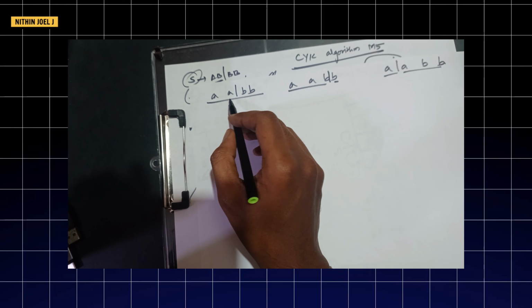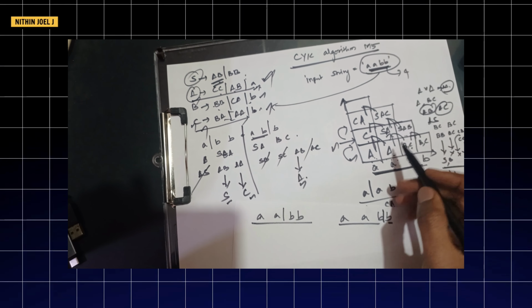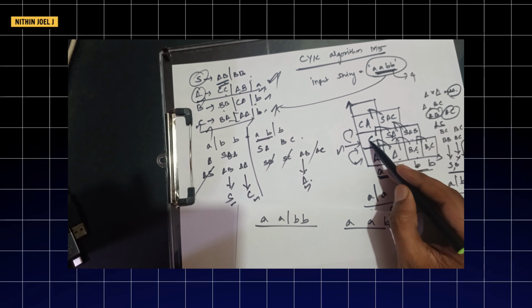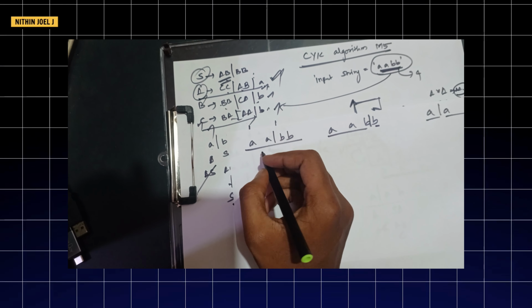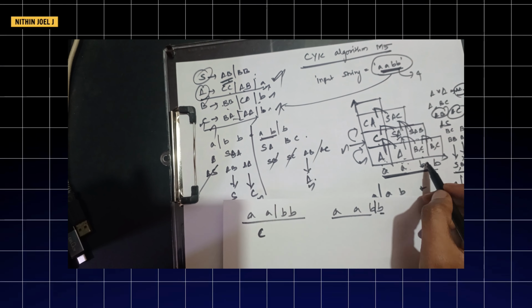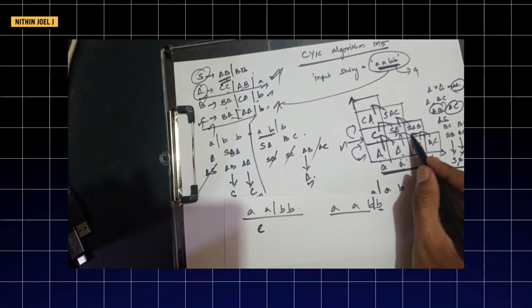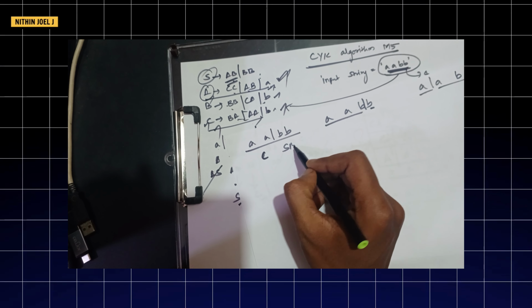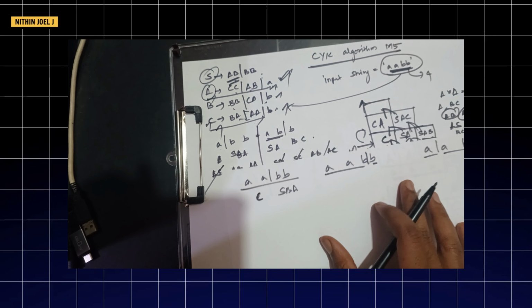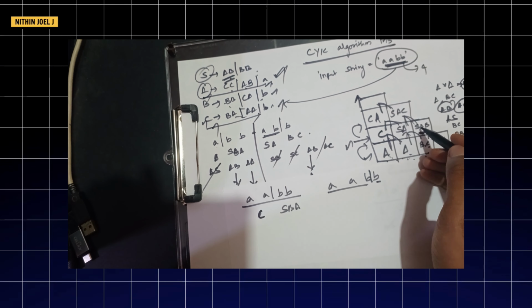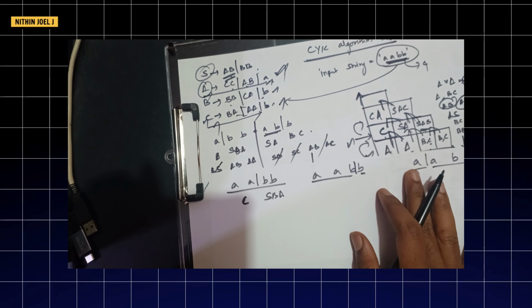So now you can see AA, right? From the table, AA produces C over here, right? So this C is written over here. And BB is produced with SAB over here. So SBA. There are no proper rules for writing SBA and SAB. You can write it as per your own and just jumble it.